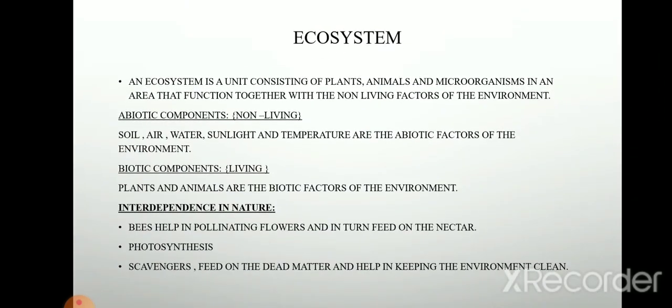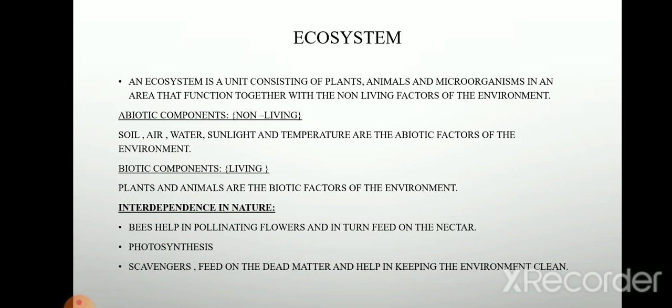So the last topic of our chapter is ecosystem. As we have already seen, biosphere and ecosystem are related terms, because both of them talk about the relationship between the abiotic and the biotic factors. So ecosystem is actually a unit. It consists of plants and animals, the microorganisms which are found in the soil. They function together along with the non-living factors of the environment.